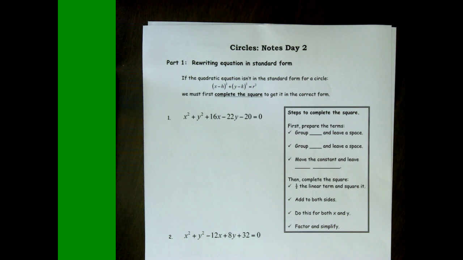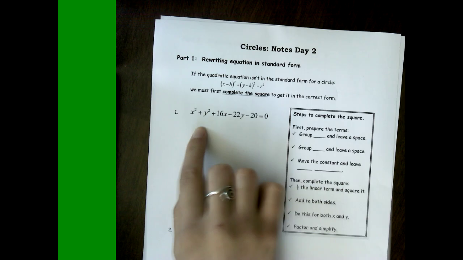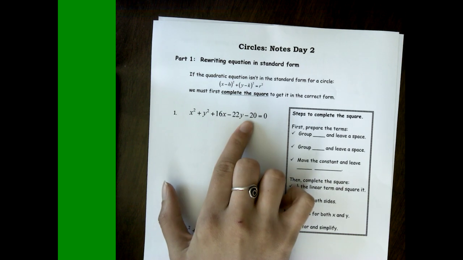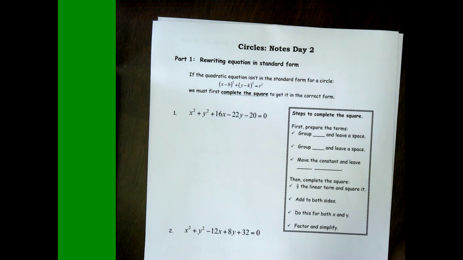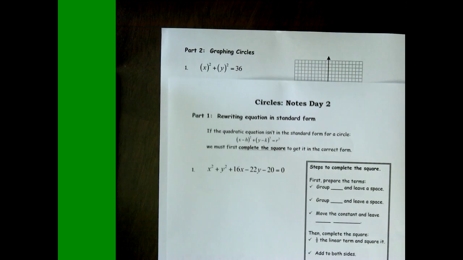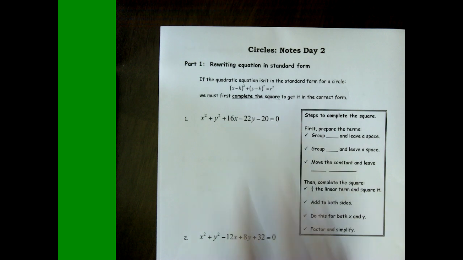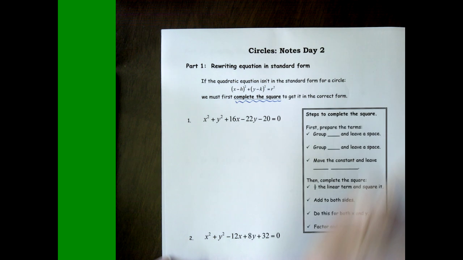So today we're going to talk about how to rewrite an equation in standard form. When it's given like this, we are going to rewrite it in the standard form for a circle, which is the one that we studied in the last lesson. And then the second part of the notes today will be graphing circles. This is pretty straightforward because if you know the center and the radius, that should be pretty easy to graph because it's just a circle. So we will start with the rewriting, which is going to involve completing the square.